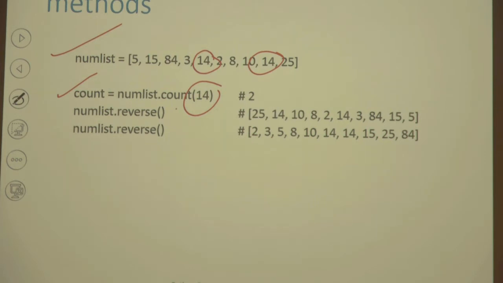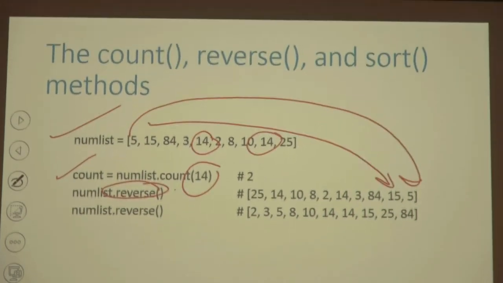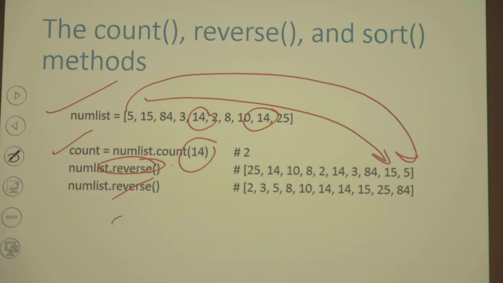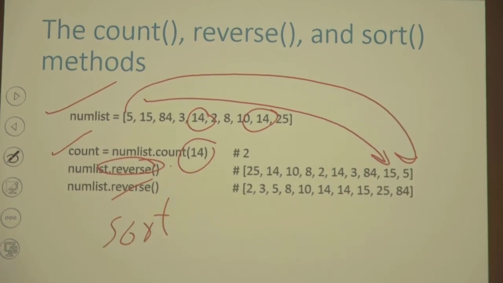If I do count 84, what will the result be? One. Because we have 184, right? Okay, reverse. What does reverse do? So the 5 goes to the end, the 15 goes next to the end, and so it will print it for you reversed. And this is, by the way, not reverse, this is sort. My mistake, we wrote it back here. So what does sort do? It sorts the data, see 2, 3, 5, sorts it for you, okay?